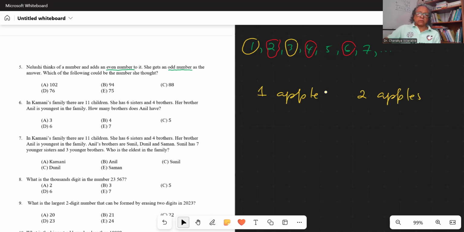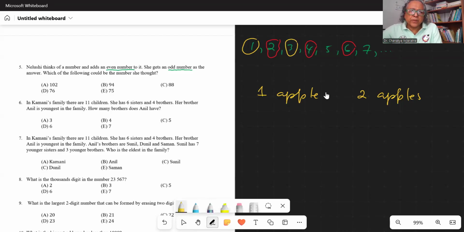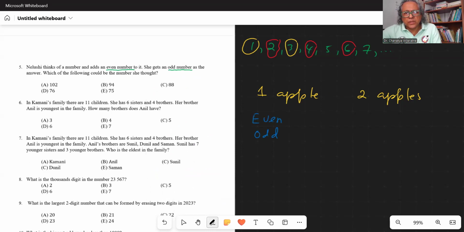Right? There's no other way. So you can see that 3 apples cannot be divided into 2 heaps of equal number. So that's an odd number, not an even number. So all the numbers that are not even are odd numbers. So we have 2 kinds of numbers: even numbers and odd numbers.